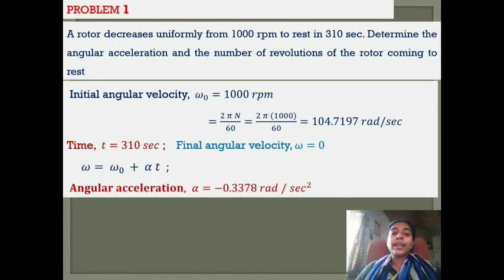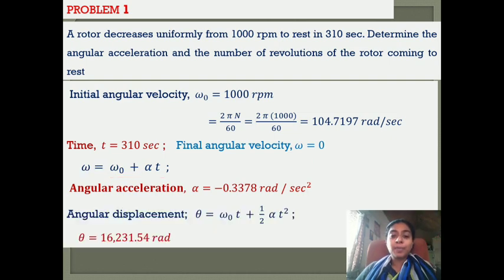Now we know final velocity omega is equal to omega naught plus alpha t, that is v is equal to u plus at. Final velocity is equal to initial velocity plus acceleration into time. So omega is 104.7197 radians per second, omega naught is 0, t is 310 seconds. So alpha is equal to minus 0.3378 radians per second square, because it is deceleration, the acceleration is reduced, that is why it is minus here.